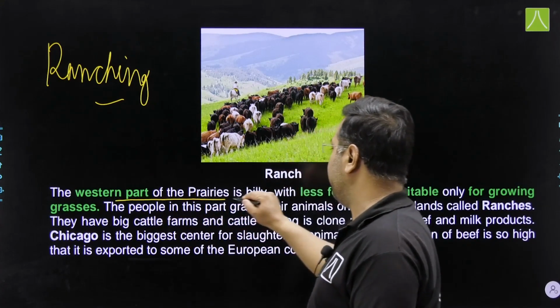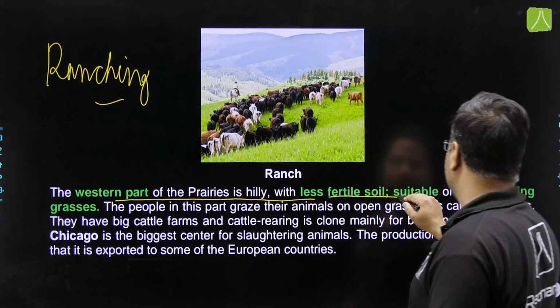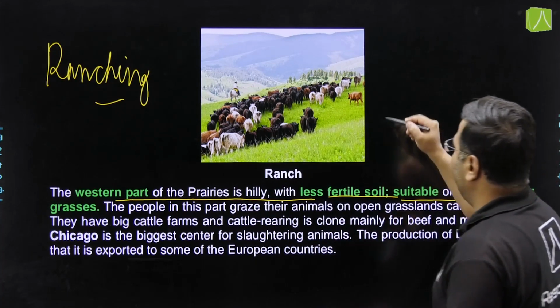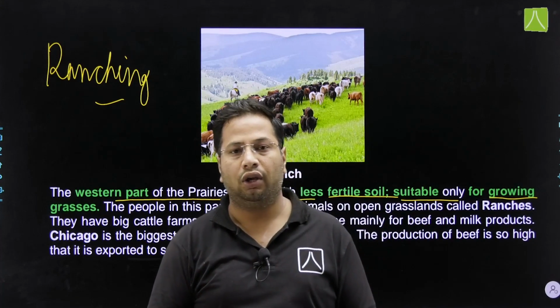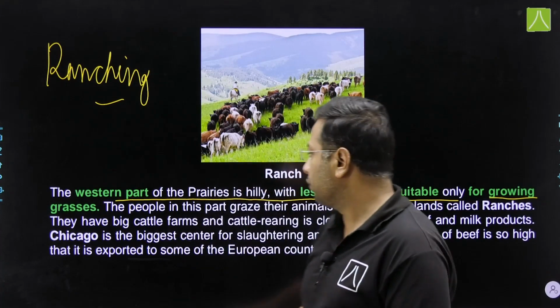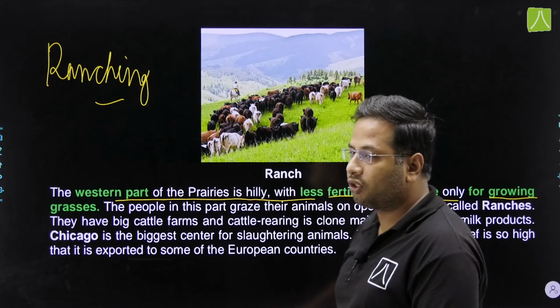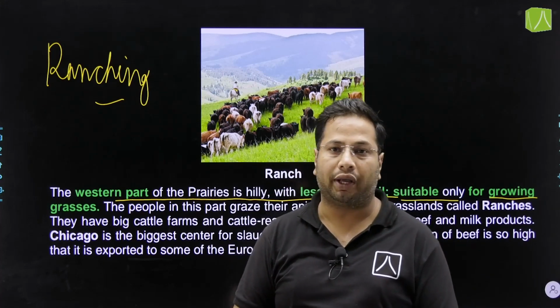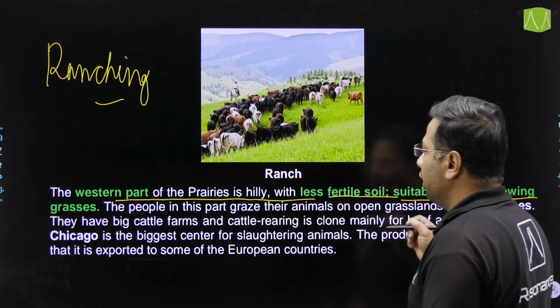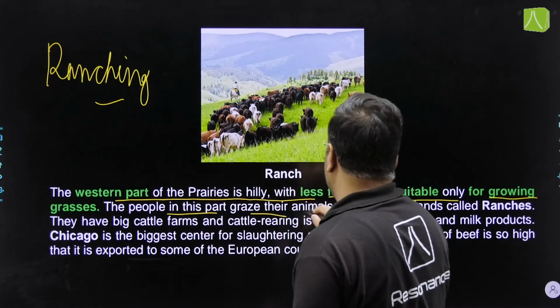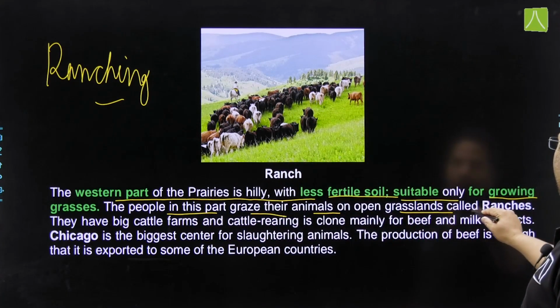The western part of prairies is hilly and less fertile and not suitable for growing crops. Now the west side of prairie is less fertile, it receives less rainfall, and it has ideal conditions for herding or grazing activity or ranching. Thus the part of prairies which receives a good amount of rainfall is extensively used for agriculture, and the western part which receives less rainfall is used for pastoralism or ranching. The people in this part graze the animals on the open grassland and call them ranches.